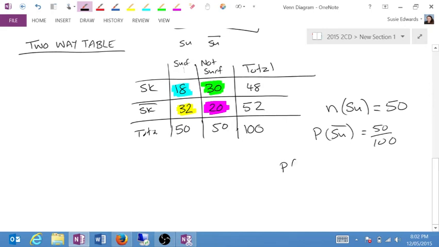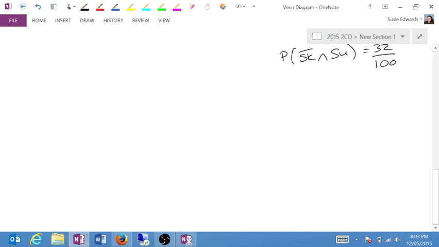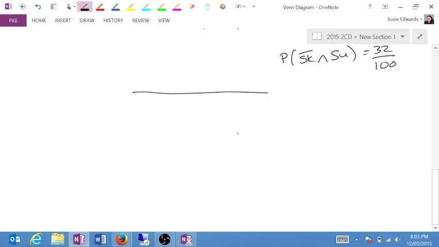If we said the probability of not skating and surfing. Not skating means it's in this bottom row where the yellow and the purple are, so not skating, but they did surf means that we got 32 over 100. So all of these are pretty easy to be able to answer as long as you get the two-way table right. We're just going to do one more example of this because this comes up in your WACE exams all the time. Actually, I won't draw it.